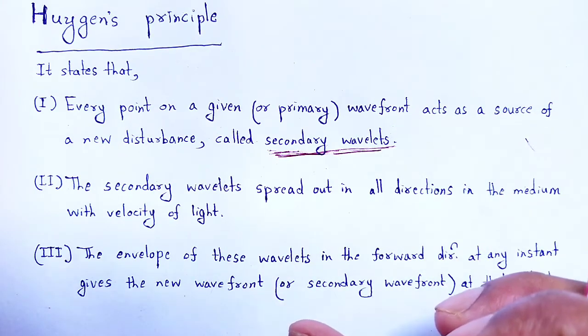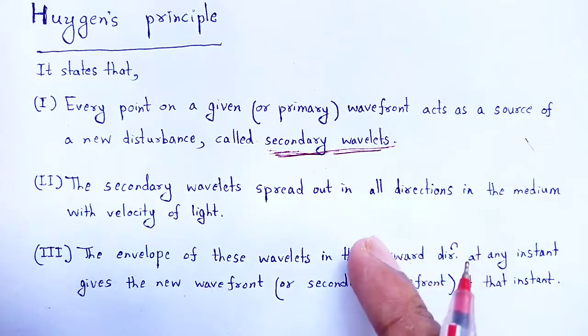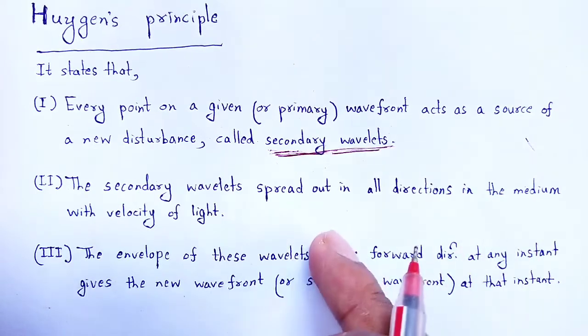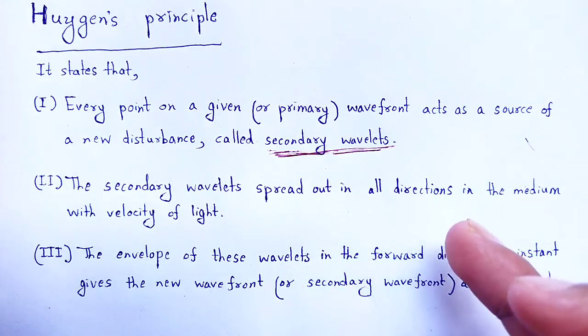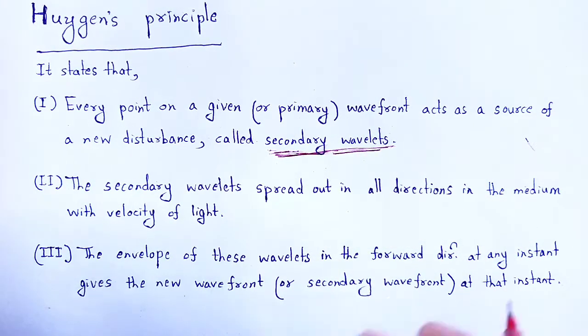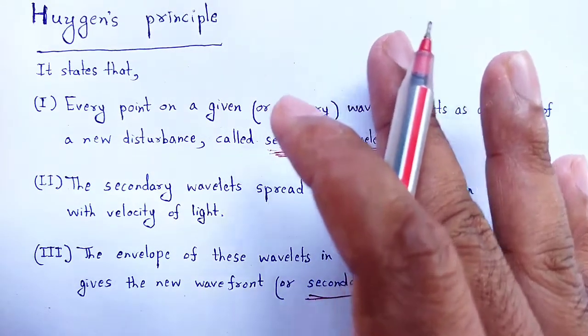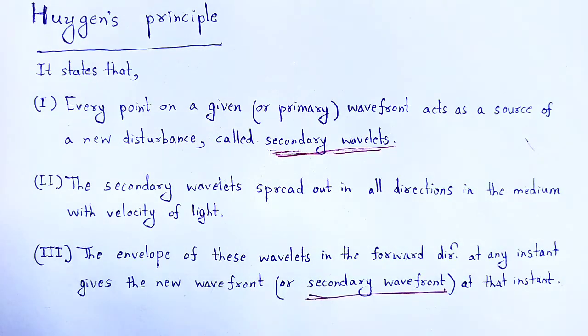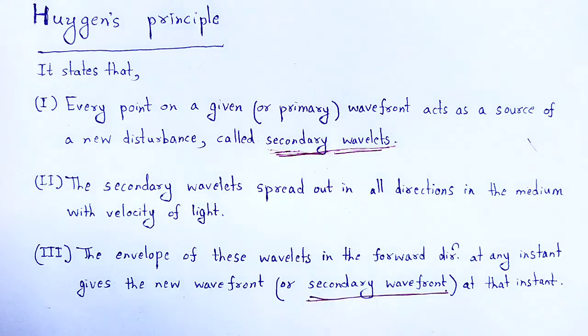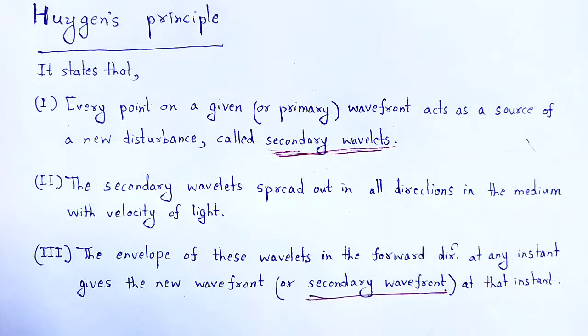The new wavefront produced due to the forward envelope of the wavelets at any instant is known as the secondary wavefront at that particular instant. That is Huygens' principle. Now, we understand Huygens' principle by considering the example of a spherical and a plane wavefront.